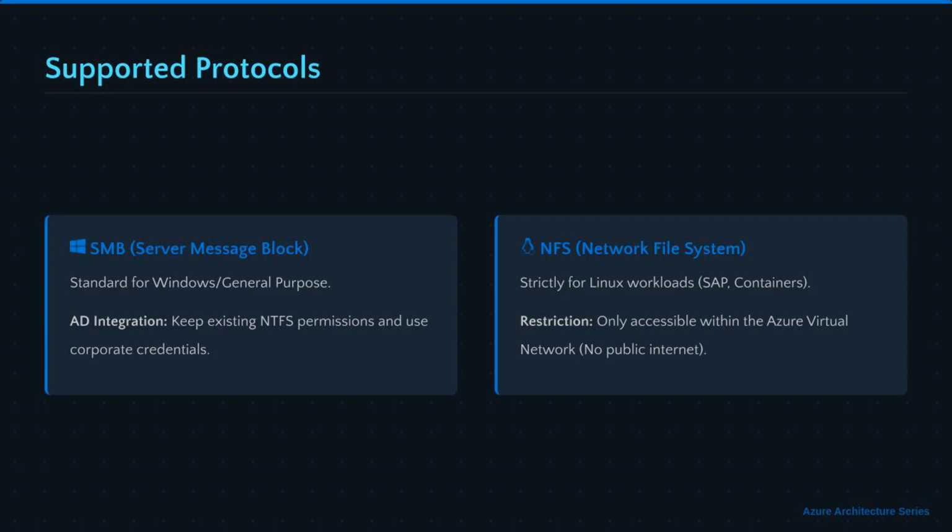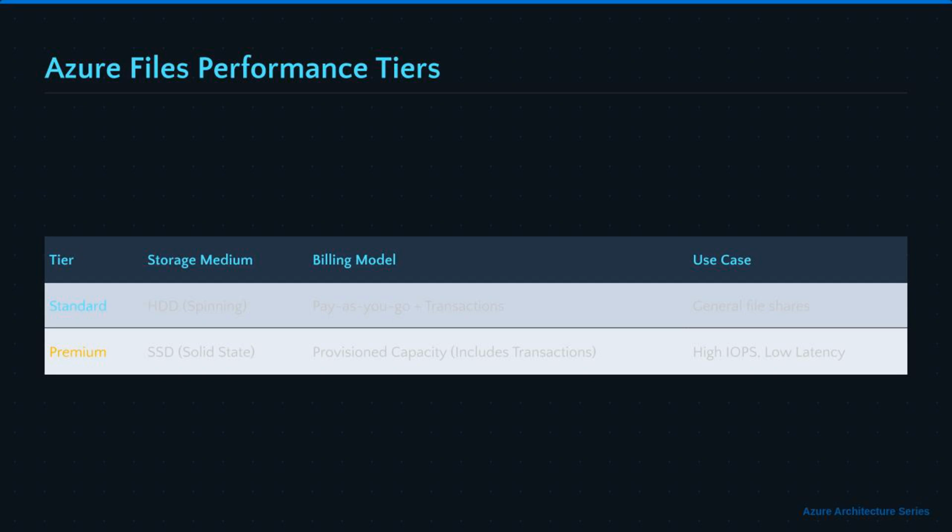Now we need to talk about performance tiers in Azure Files because the architecture changes completely, and so does the billing. Standard Azure Files runs on hard disk drives, HDD. It uses a pay-as-you-go model where you pay for the storage used and the transactions performed. This is great for general file shares. Premium Azure Files runs on solid-state drives, SSD. The billing model here changes to provisioned. You pay for a set amount of storage and IOPS regardless of whether you use them. This tier offers extremely low latency and high throughput.